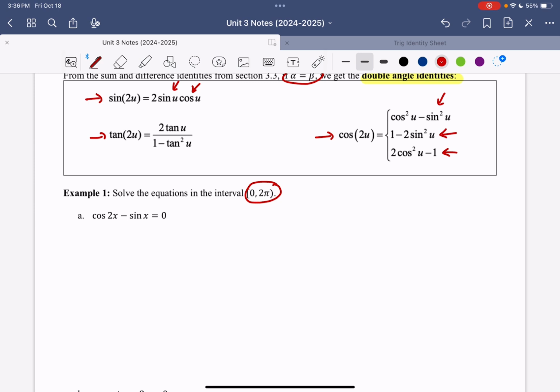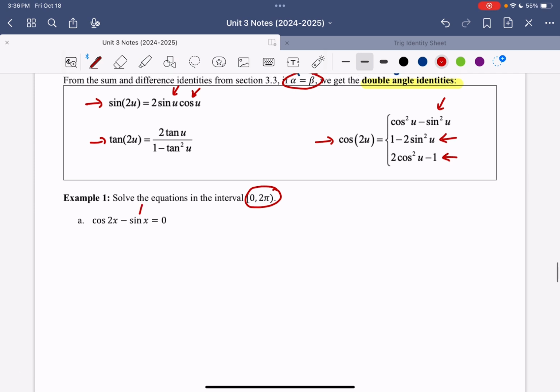Cosine of 2x has three different options: cosine squared u minus sine squared u, 1 minus 2 sine squared u, and 2 cosine squared u minus 1. You can use any of those, but we have to pick and choose strategically. Because I see here that I'm subtracting a sine x, I'm probably going to want to replace this with something that also has sine x's in it. So that takes off the last one. Between the first two, I'm going to pick the one that only has sine x's in it because it's going to be a lot easier to solve. Sometimes it's a good place to start, at least, if it only has sines in it.